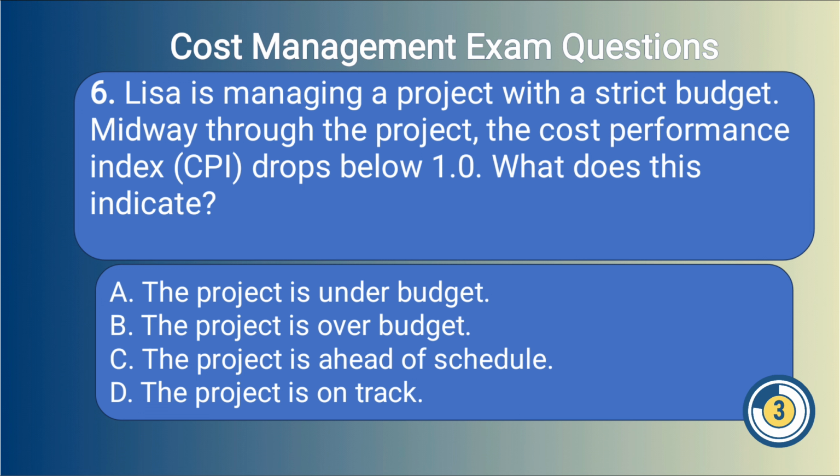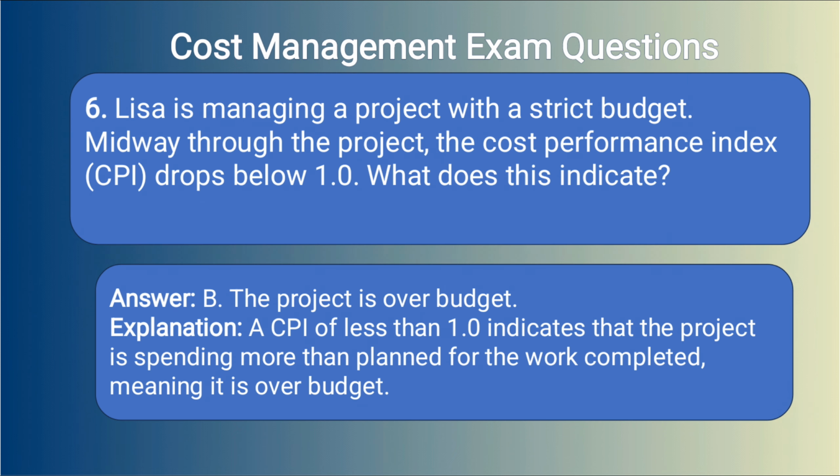Answer. B. The project is over budget. Explanation. A CPI of less than 1.0 indicates that the project is spending more than planned for the work completed, meaning it is over budget.